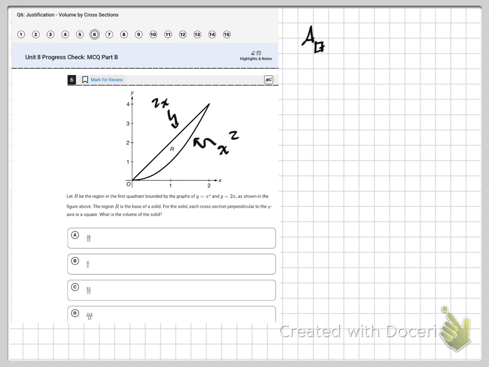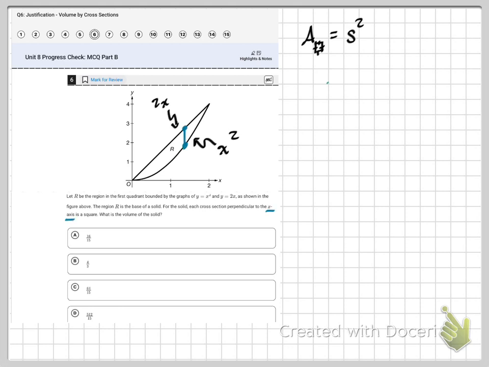and label it yourself. Now, because we're trying to define the volume using cross sections, we need to know an area formula for our cross section, and these cross sections are squares. It says it somewhere. There it is. It says this is squares. So it's just side squared.